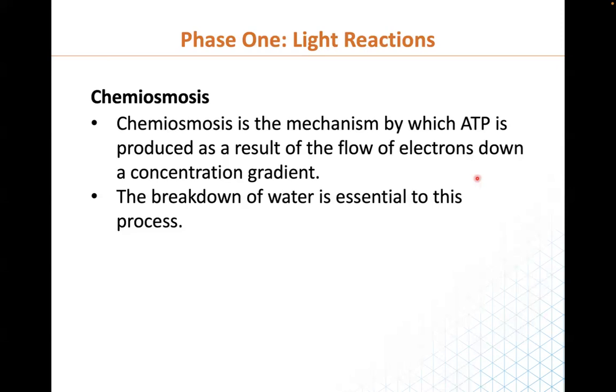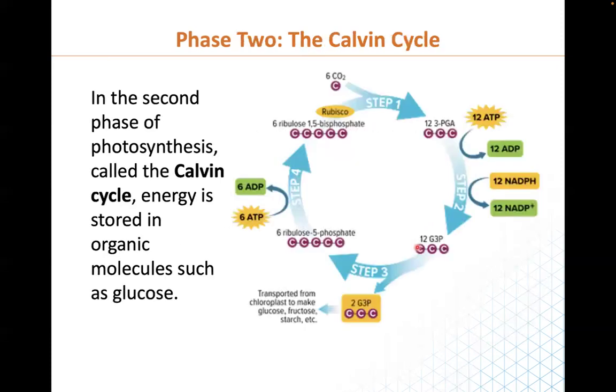They keep on migrating across the thylakoid membrane until they become so many on one side of it. Then the ATP synthase would allow the hydrogen ions to cross down the gradient. Whenever they cross down the gradient, that would produce as many ATP as you want. So the breakdown of water is essential in this process.